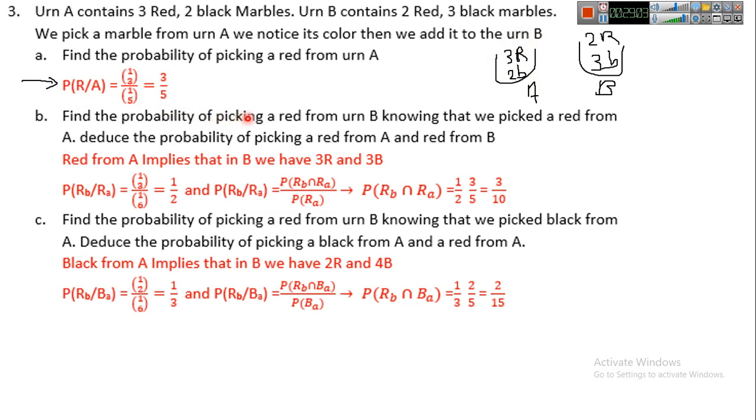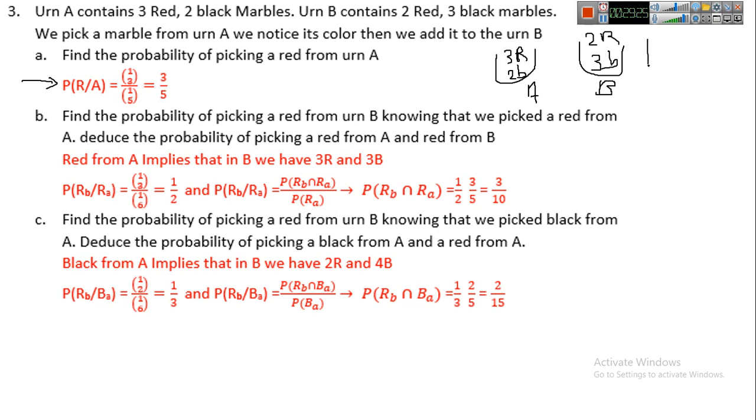Find the probability of picking a red from urn B. Now I want to pick from urn B, but I have something I need to do before, because I need to pick before from A, knowing that we pick a red from A. So if you pick a red from A, you're going to take this red and you're going to put it where? In B. So what happens in that case?